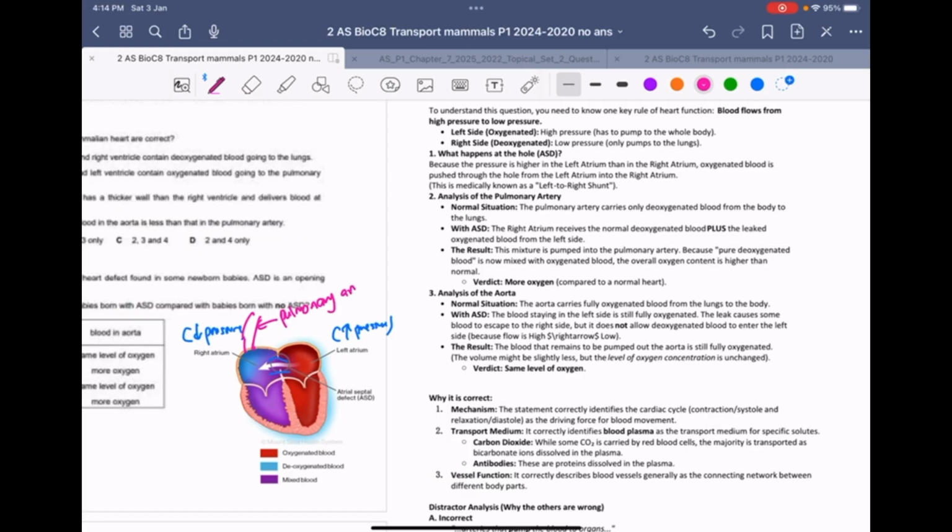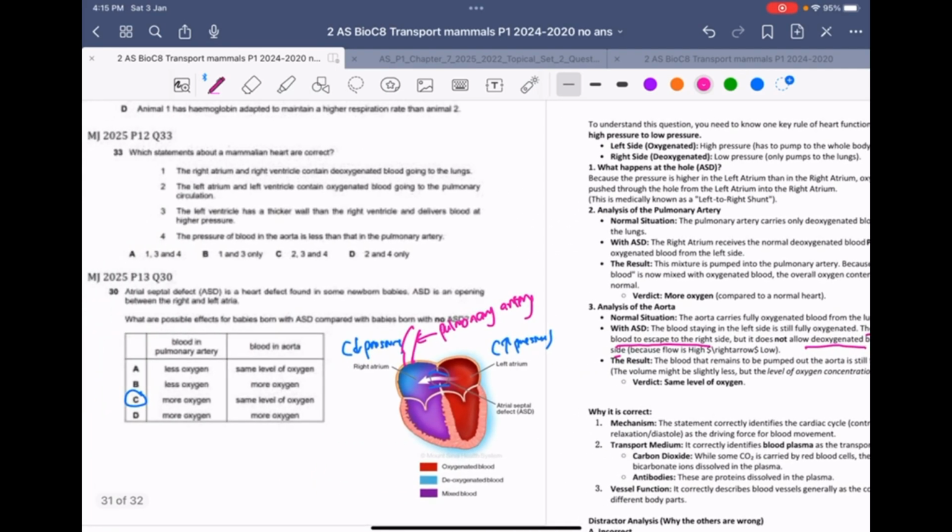They help to carry the deoxygenated blood from the right atrium back to the lungs. So that's why in the pulmonary artery there will be an increase in the oxygen content, due to the oxygenated blood leaking out from the left atrium. The leak causes some of the blood to escape to the right side, but it does not allow the deoxygenated blood to enter the left side, because the left atrium is higher in pressure and the right atrium is lower in pressure. So that's why the pulmonary artery will carry more oxygen. However, the aorta will still remain at the same level of oxygen.